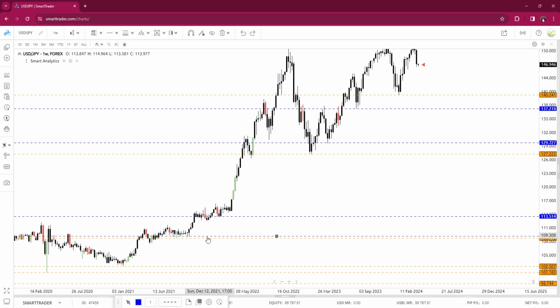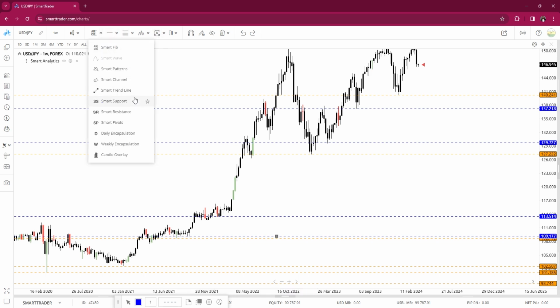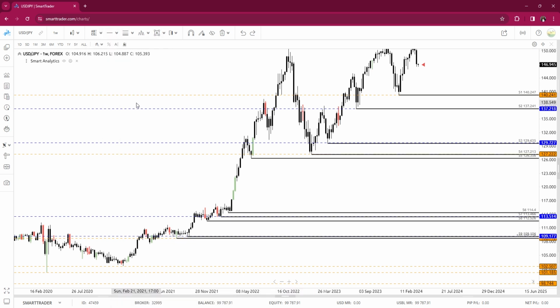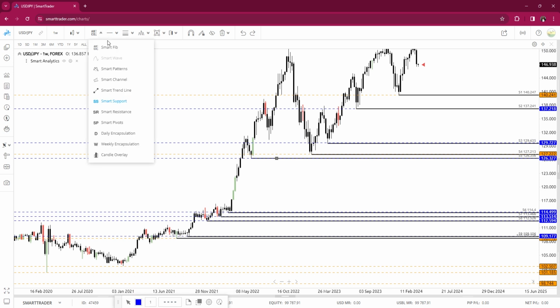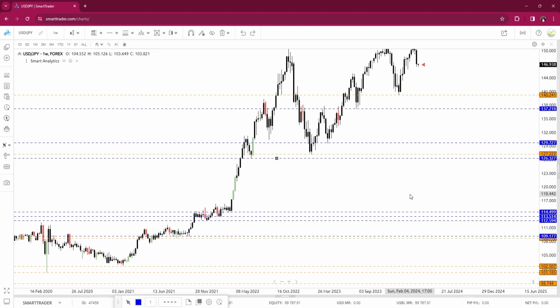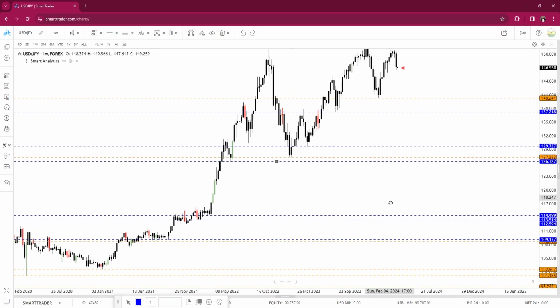Okay. Today I am using the Smart Trader platform and it is extremely helpful in identifying these levels. So what I've done is gone up to my Smart Toolbox and pulled out my Smart Support. And y'all, I missed obvious levels sitting here rushing. And I just double check my levels to make sure I'm good, right?